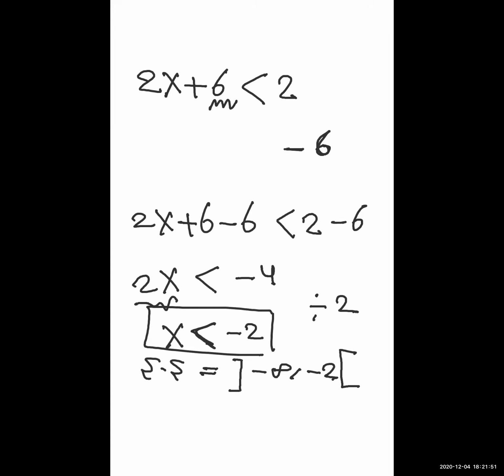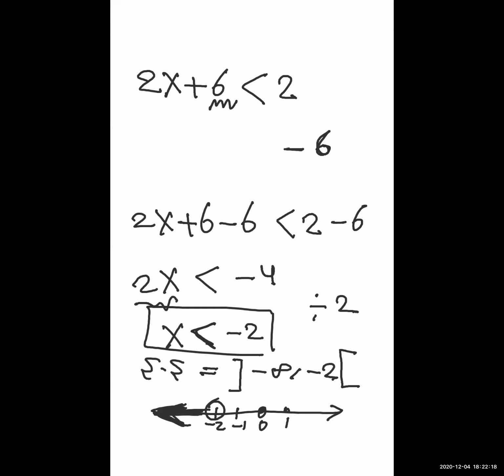Now represent it on the number line. This is 0, 1, negative 1, negative 2, then one circle on negative 2, unshaded of course because it's open. Then shade the whole negative part like this. Now this one is clear, guys? Yes, sir. Okay, great.